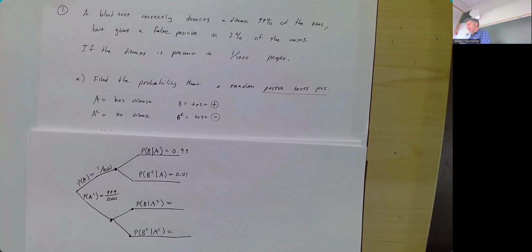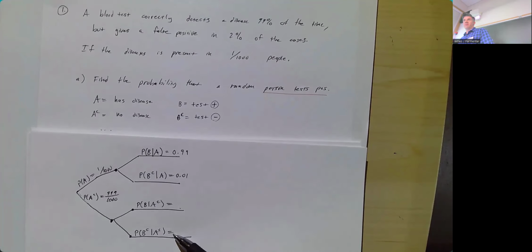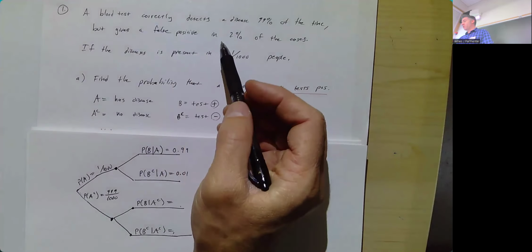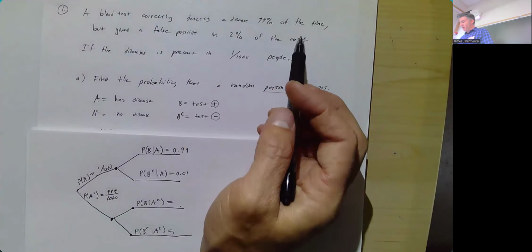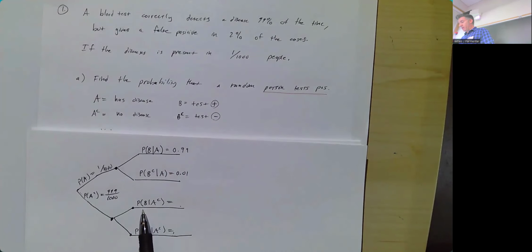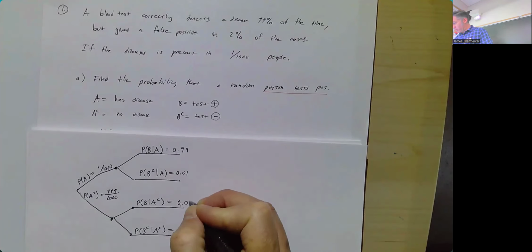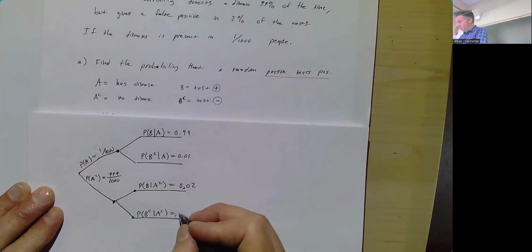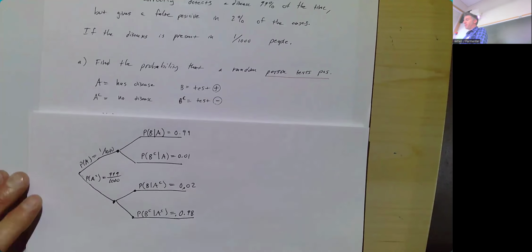All right, so which is it? Is this one 0.02 or is that one 0.02? Well, it says the test gives a false positive in 2% of the cases. So that should be the probability of testing positive given that they don't have the disease, probability B given A complement. That should be 0.02. And then finally, the other part of that branch should be the remaining 98% or 0.98 probability. Cool, here's our full-fledged tree.